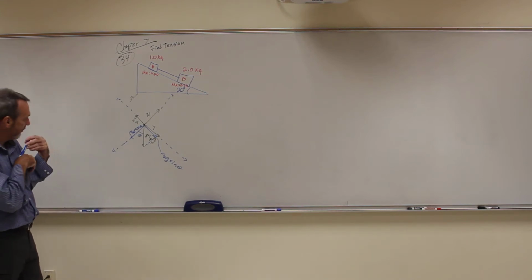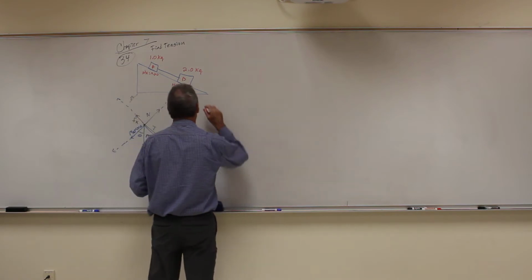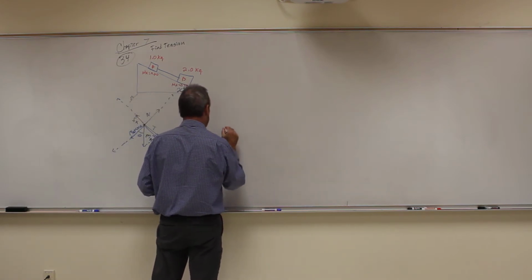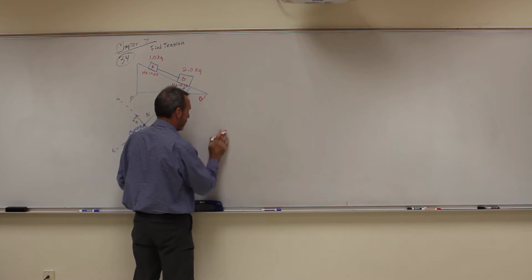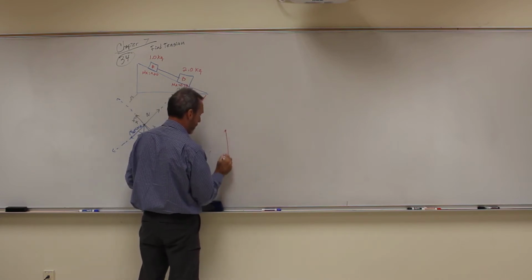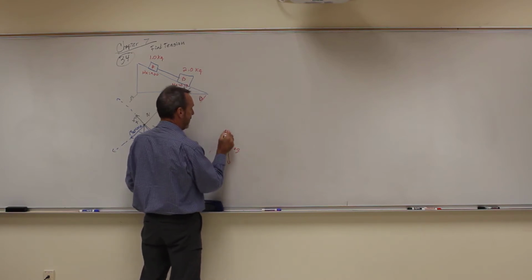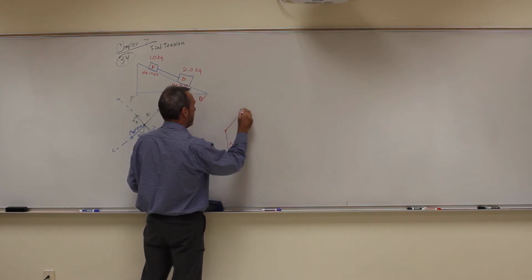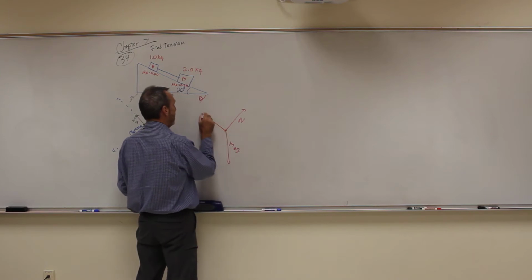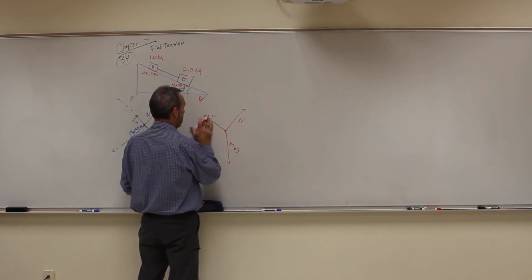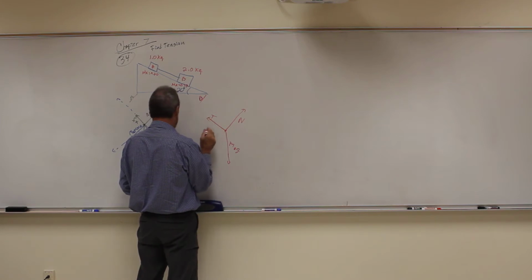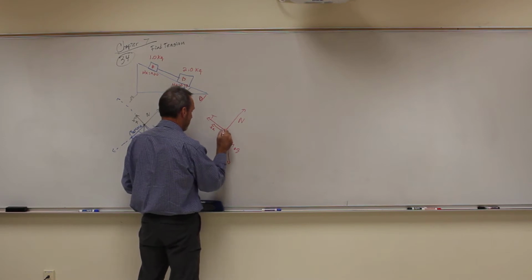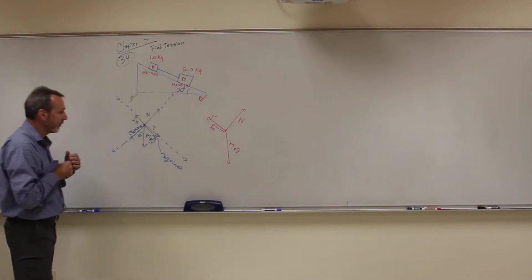Okay, so same thing for block B. We have to draw our free body diagram. We have MBG going down. We have normal force coming off this way. We have tension going this way. Try to make it the same length here. Tension going this way. And we have kinetic friction going that way.